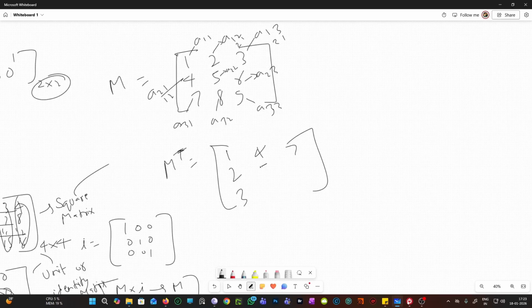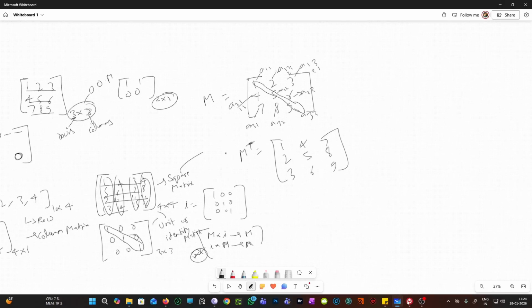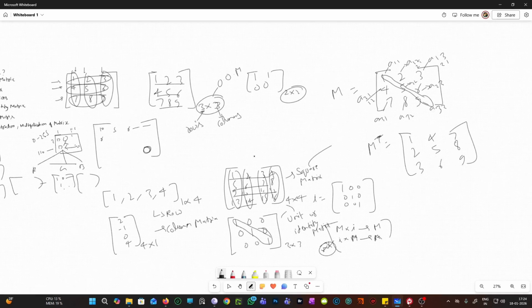And 5 remains in the same position because it's in the second row and second column. So even if we interchange this, the position remains the same. And 6 will come here, and 8 goes here, and 9 remains in the same place. So you can see here the diagonal elements remain in the same place, but the elements above and below interchange their position. Okay, so that's how we find the transpose of a matrix, right? By interchanging the position of rows with columns and columns with rows. So this is the transpose of a matrix.